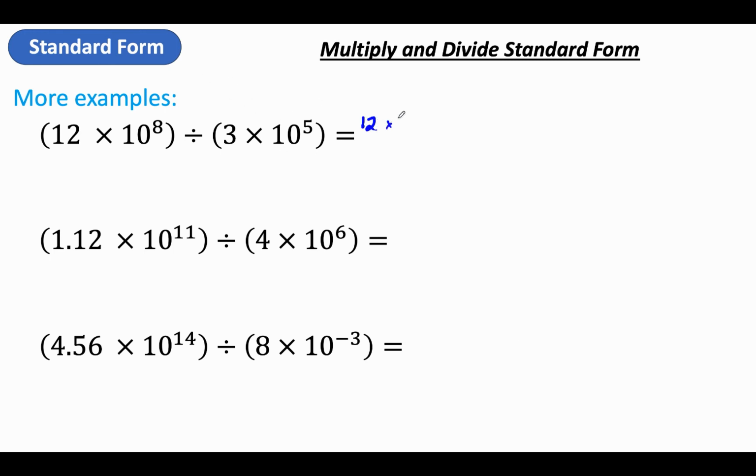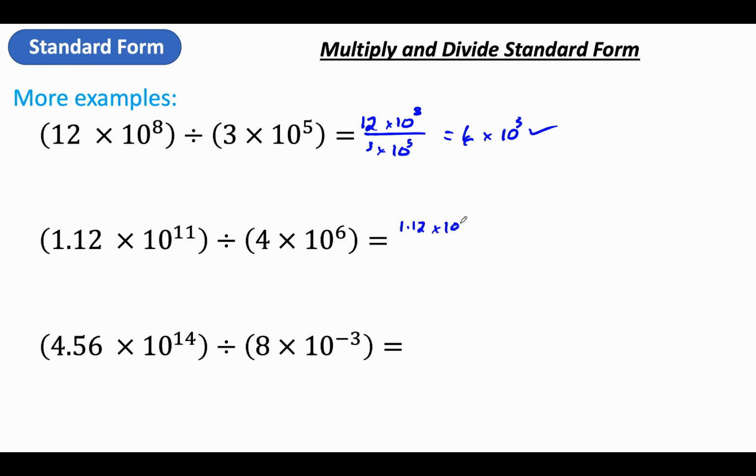12 times 10 to the power of 8, all over 3 times 10 to the power of 5. We're going to divide the decimals, so 12 divided by 3 is 4. And because we're dividing, we can subtract our powers, so 8 take away 5 leaves 3. It's in standard form. Happy days. Well done if you got that one right.